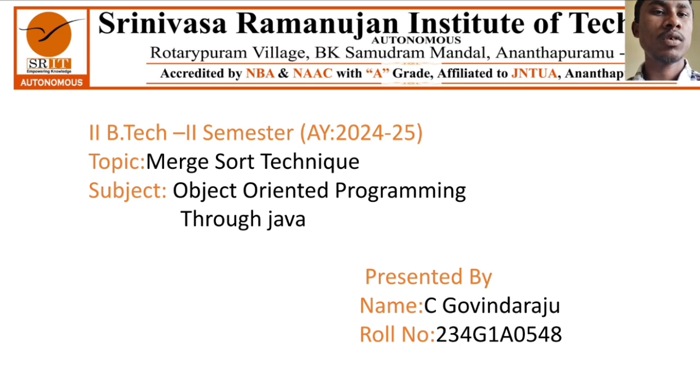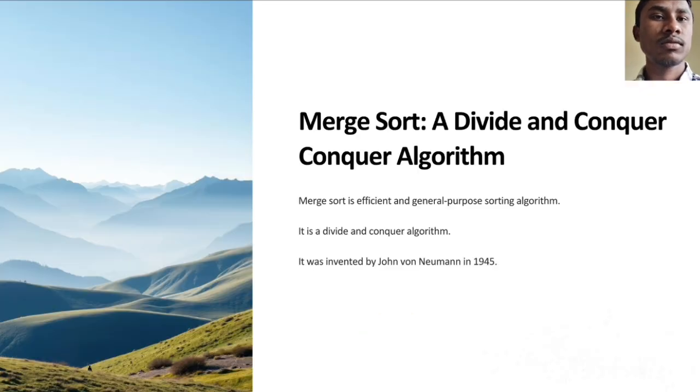And today I am discussing merge sort technique. First of all, what is a merge sort? Merge sort is one of the divide and conquer methods which is used to sort elements into ascending or descending order. It is very essential and important for sorting elements, and merge sort is an efficient and general purpose sorting algorithm. It is a divide and conquer algorithm, and it was invented by John von Neumann in 1945.